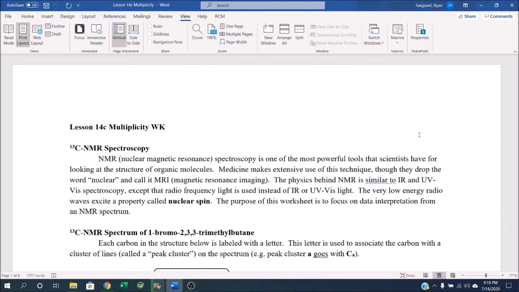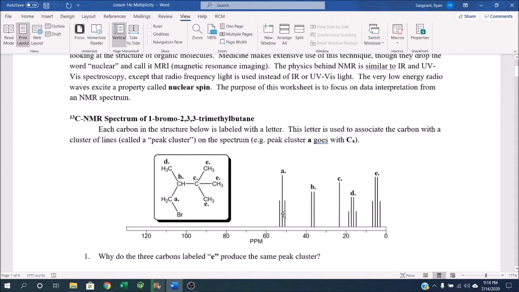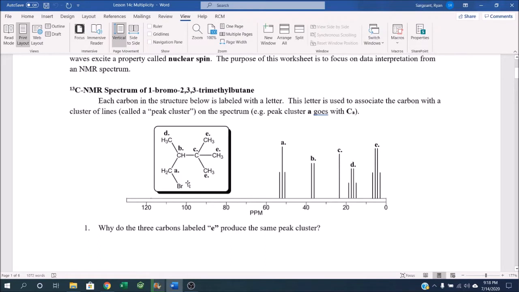The second thing it tells us is the shift value, which gives us an indication as to the electronic environment of those particular atoms. For C-13 NMR spectroscopy, that's typically all we ask for. But you can actually generate a C-13 NMR spectroscopy spectrum that produces what's called splitting. So this particular compound right here, 1-bromo-2,3,3-trimethylbutane, has 5 different types of carbons. Carbon labeled A, B, C, D, and E.